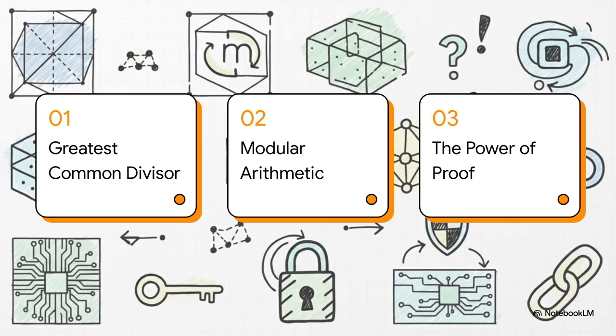We're going on a bit of a three-part journey today. First, we'll solve that puzzle by finding something called the greatest common divisor. Then, we're going to dive into the really mind-bending world of modular arithmetic. You can think of it as clock math. And finally, we'll see how mathematicians build absolute, rock-solid certainty with the incredible power of proof.